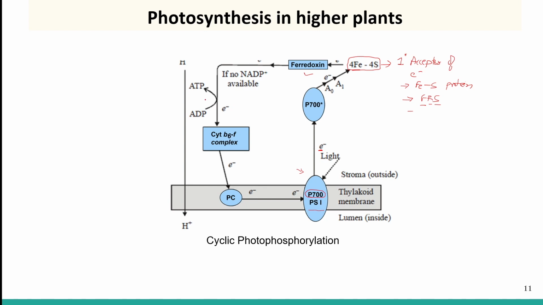During the process, only ATP is synthesized and no NADPH is synthesized. Here electrons are transferred to ferredoxin from FRS. Then from ferredoxin, electrons are transferred to the cytochrome b6f complex, and from this complex to plastocyanin. From plastocyanin, the electron returns back to photosystem 1. That's why it is known as cyclic photophosphorylation: the electron released from photosystem 1 returns back to photosystem 1.